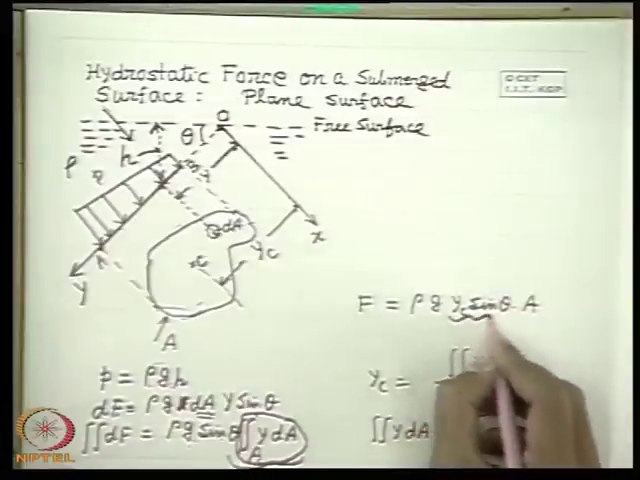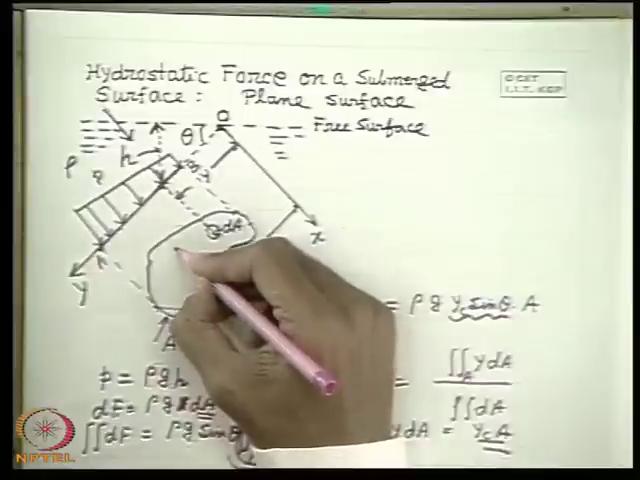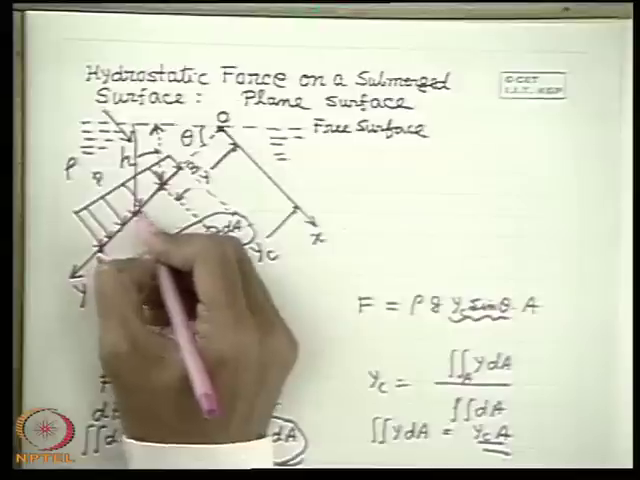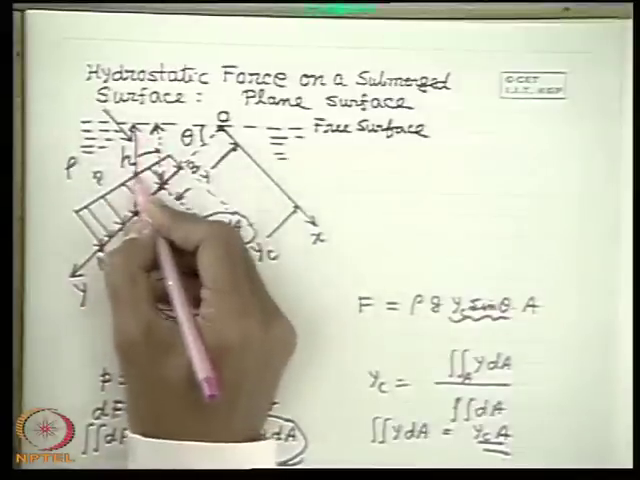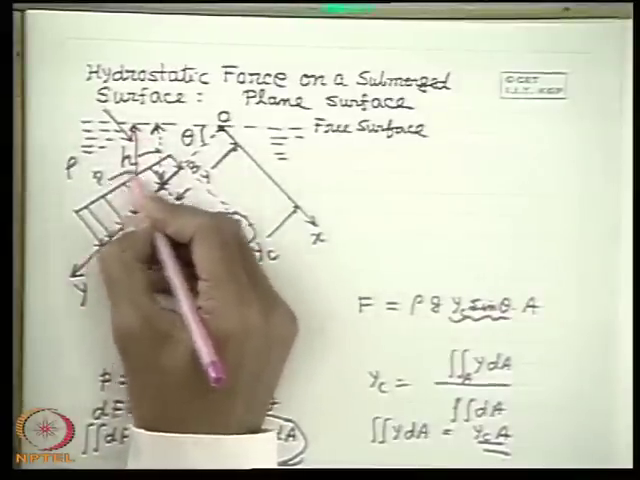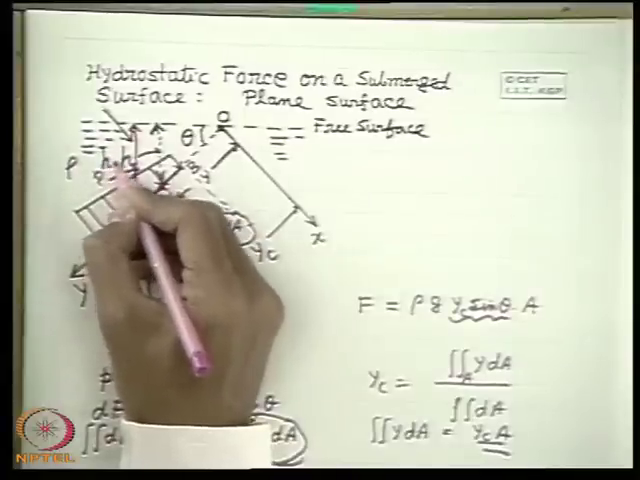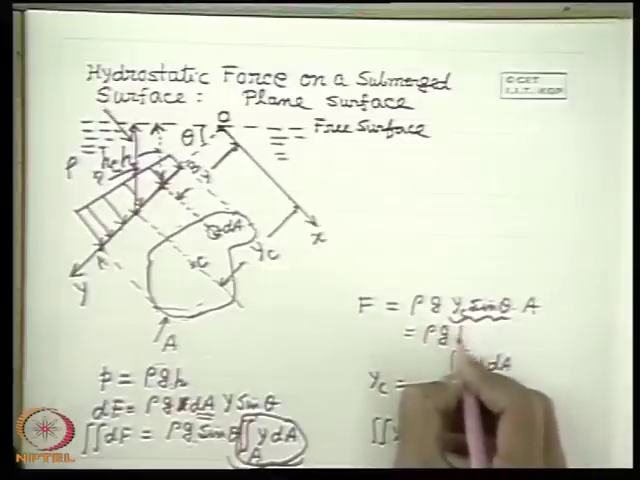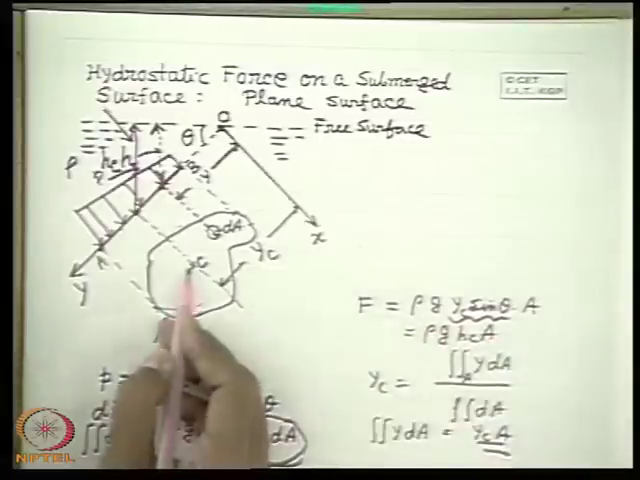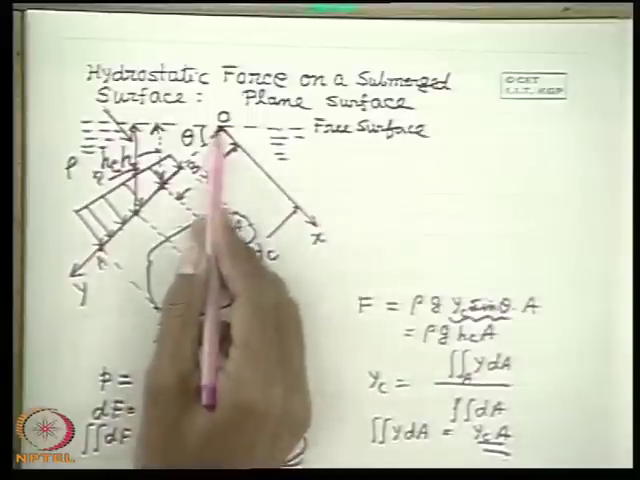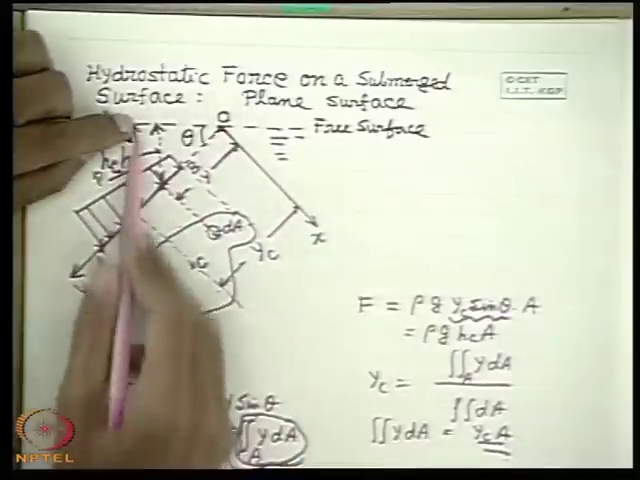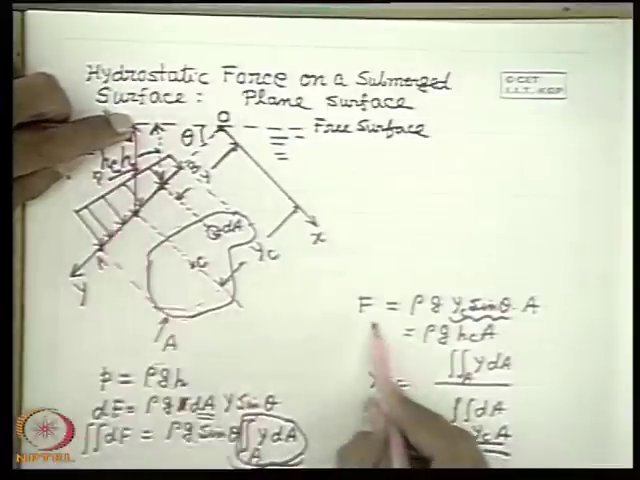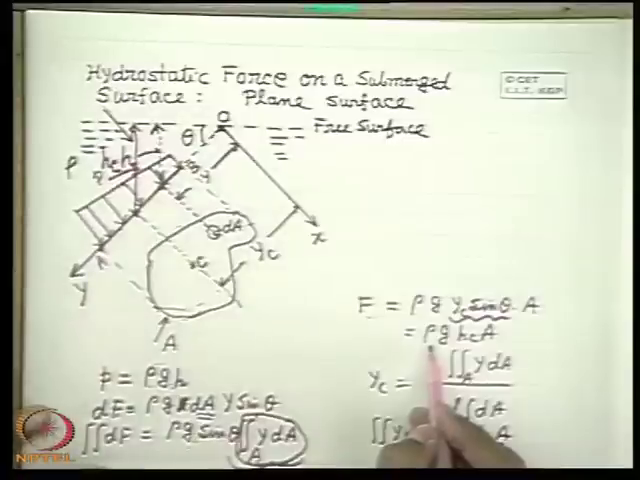And what is yc sin theta? Yc sin theta is similarly the vertical depth from the free surface. If I denote this as hc, then hc represents the vertical depth of the center of area. That means yc sin theta is this vertical depth. So if the center of area is at a vertical depth hc from the free surface, F is equal to rho g hc A.